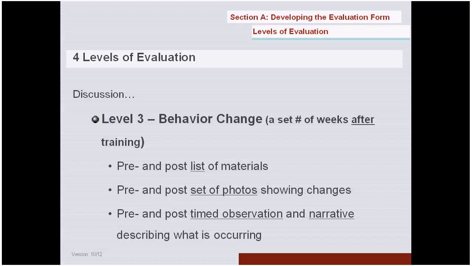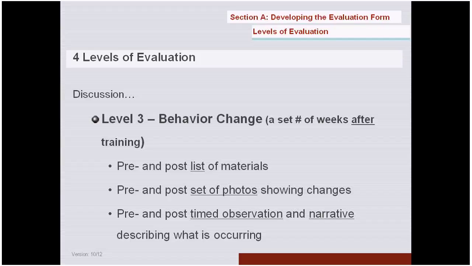Yes. Some of the things that you can do to look at and measure behavior change is getting a pre and post list of materials that could be documented if you were looking at materials in the classroom. Maybe a set of pre and post photos that could be compared and contrasted before training and after training, right? You could do a pre and post set of timed observations and narratives. What's being done before we do the training, and now what's being done some weeks after the training.